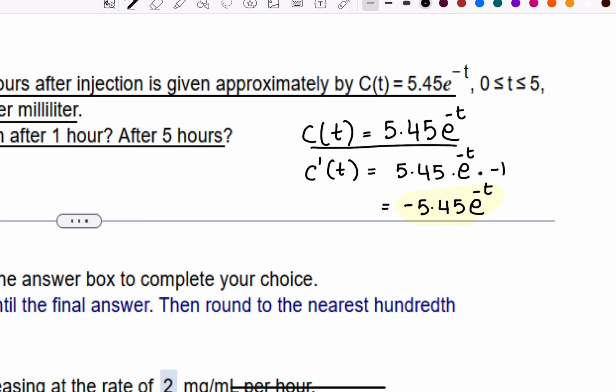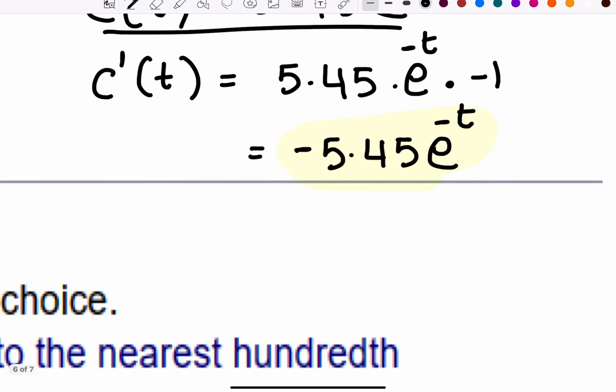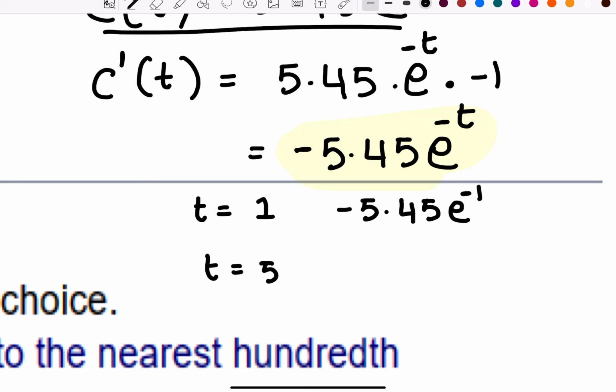They're asking me after 1 hour. So they're telling me, find out how much drug is left. What's the rate, the concentration in milligrams per milliliter per hour, for t equal to 1 and t equal to 5. So I'm going to plug this in: negative 5.45 e to the power negative 1, and negative 5.45 e to the power negative 5.